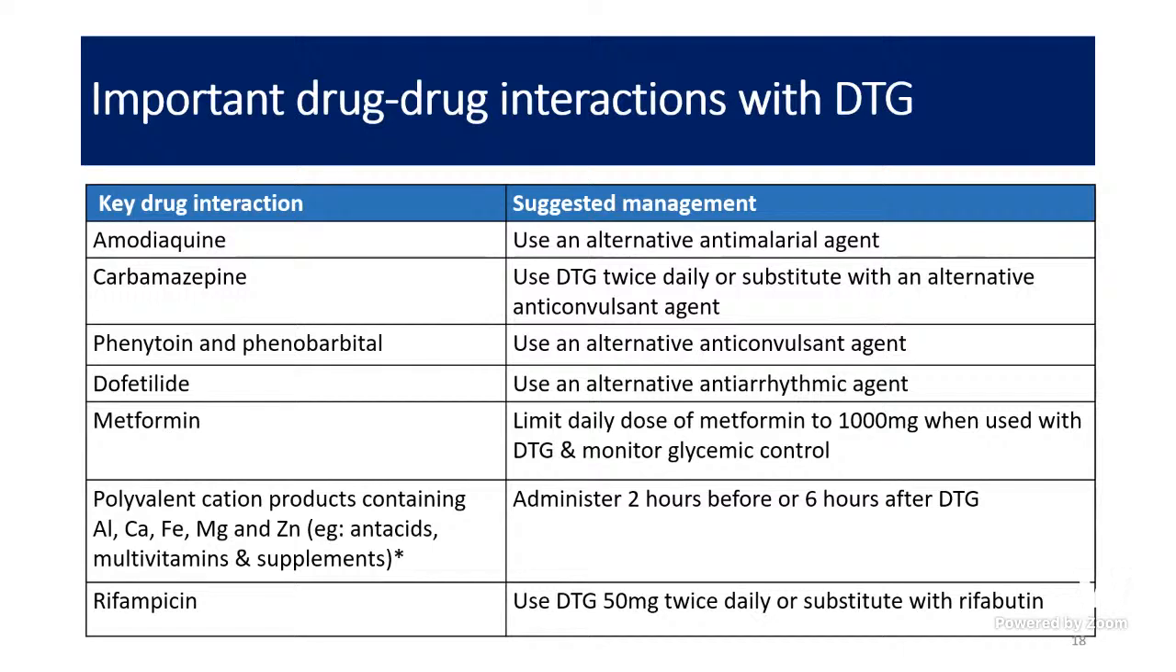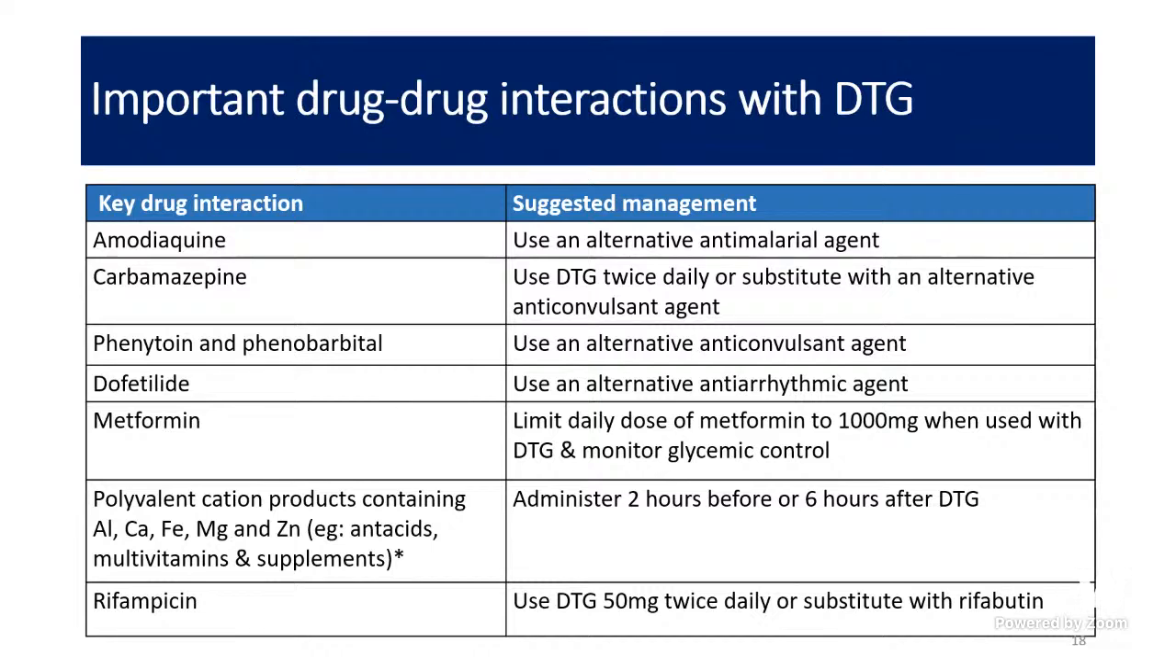And then there are polyvalent cation products containing aluminium, calcium, iron, magnesium, and zinc. These are mostly used as aluminium hydroxide antacids, calcium, iron supplements, magnesium supplements, and zinc, which is the most common multivitamin component. These drugs can be used, but they should be taken at least 2 hours before or 6 hours after DTG.